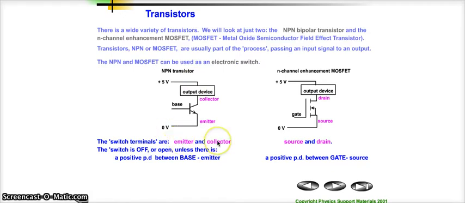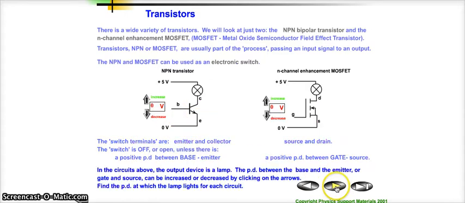So the switch terminals are emitter and collector, and the switch will be off, i.e. like an open switch, unless there's a big enough voltage between the base and the emitter, which we think of as the input at this point here. Similar for the MOSFET, the source and the drain are the switch connections, and if the gate voltage is big enough, then the transistor will be on.